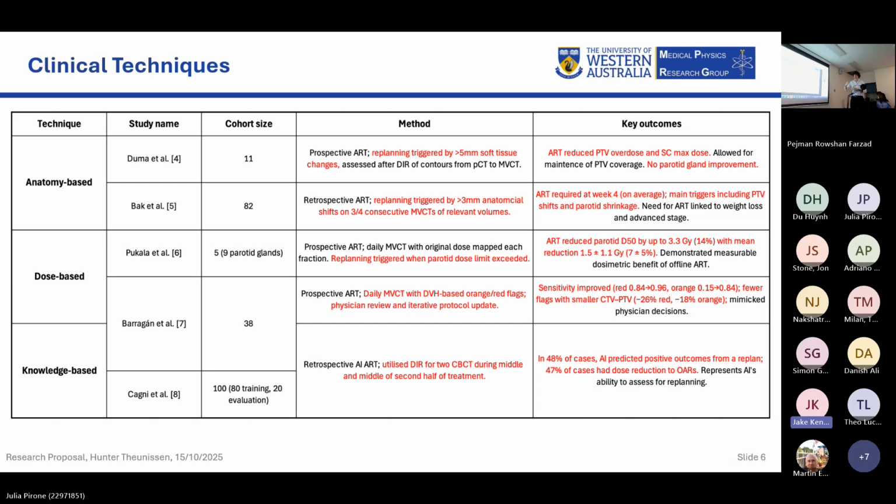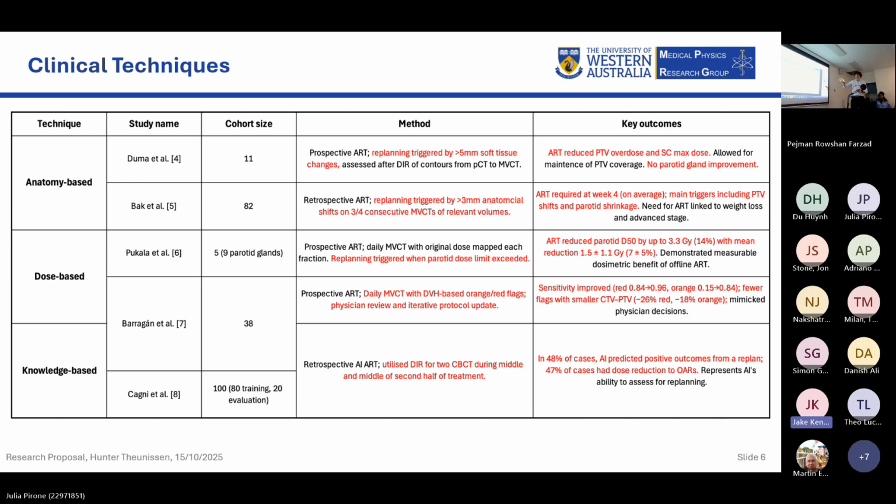So moving on to dose-based, we have Pitala et al., which was a prospective study, which found that the maximum reduction in dose of the parotid glands, triggered by the dose exceeding what is clinically acceptable for the parotids, was 3.3 Gray with a mean of 1.5 Gray. So that is significant. Whether or not it actually determines the output of the salivary glands is to be seen. We'll discuss that in the next slide.